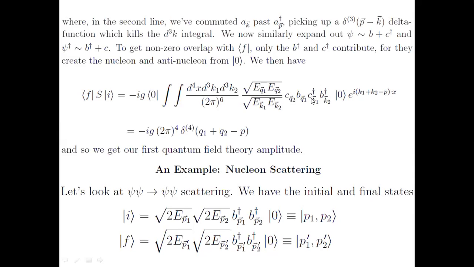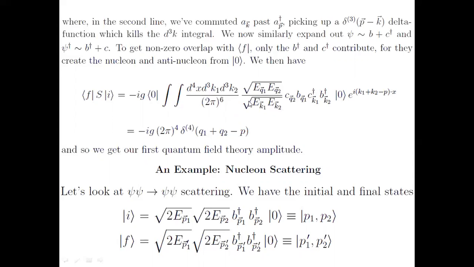Again, we use the delta function commutation relations. We do the k1 cube integral and the k2 cube integral. After we do the calculations, all the delta functions give rise to different integrals, all these factors cancel out, and at last we have remaining only one delta function, that is q1 plus q2 minus p.